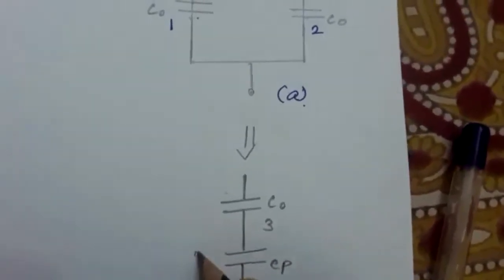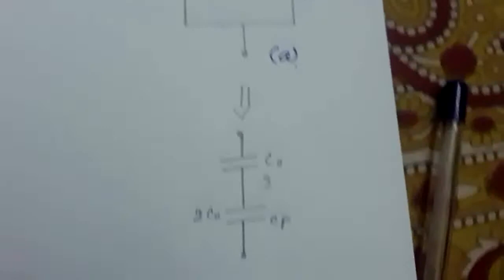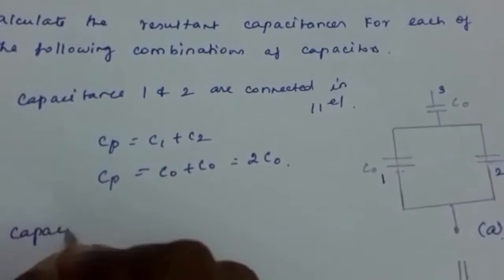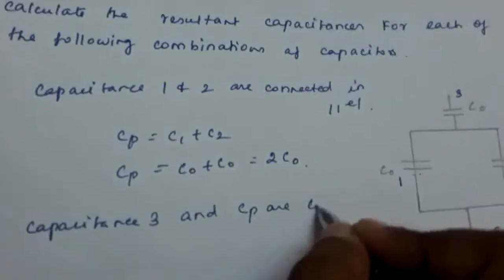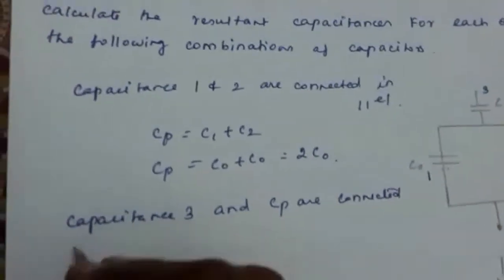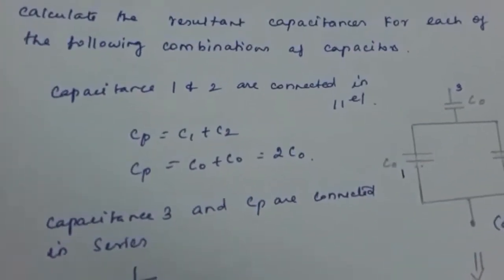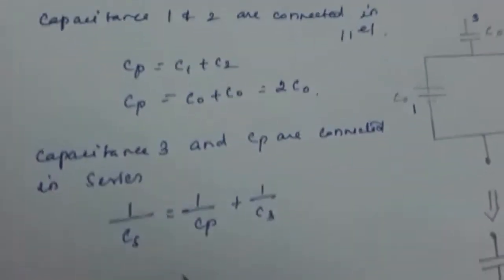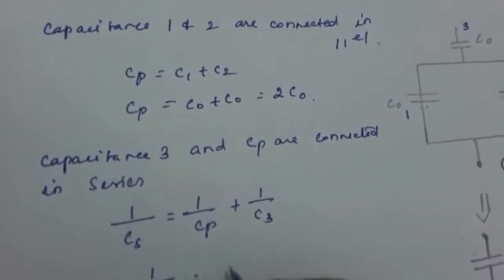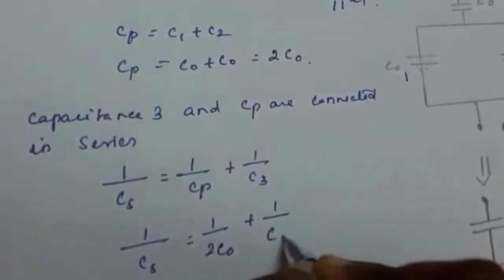What is the value of Cp? That is 2C0. Now, these two are connected in what? Series. So, we can write capacitor 3 and Cp are connected in series. So, 1 by Cs is equal to 1 by Cp plus 1 by C3. That is 1 by Cs is equal to 1 by 2C0 plus 1 by C0.